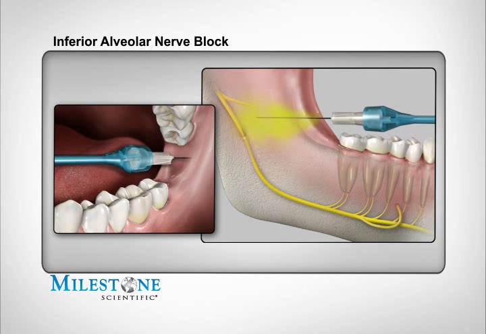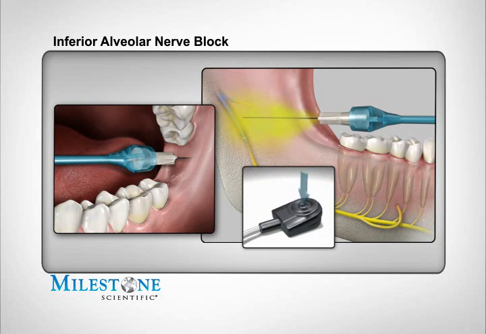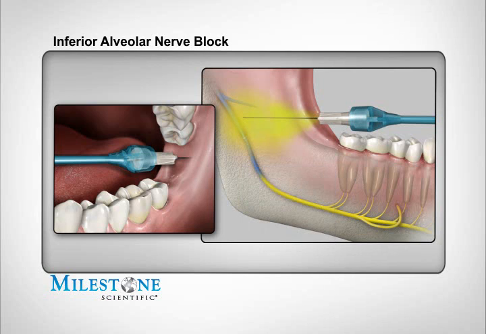Advance the needle until bone is contacted. The final target is the medial aspect of the ramus. Once at your target site, perform an aspiration by depressing and releasing the foot control. If the aspiration is negative, continue the injection. If aspiration is positive, reposition the needle and repeat aspiration by depressing and releasing the foot control pedal again until a negative aspiration is obtained.